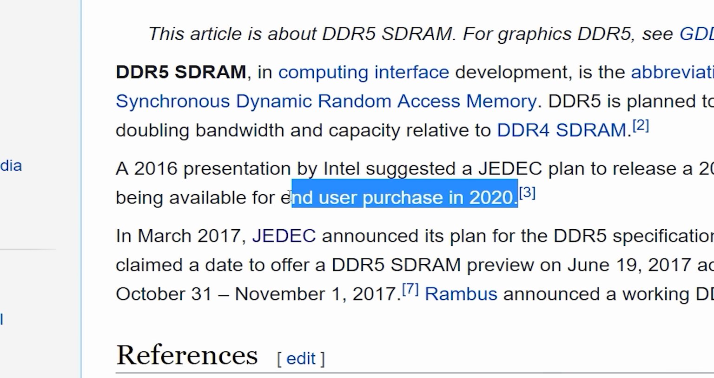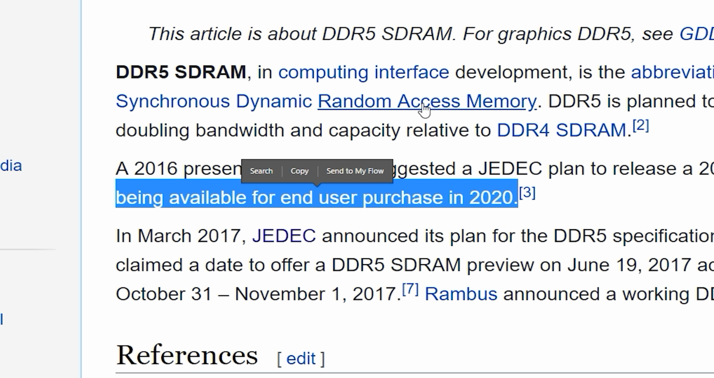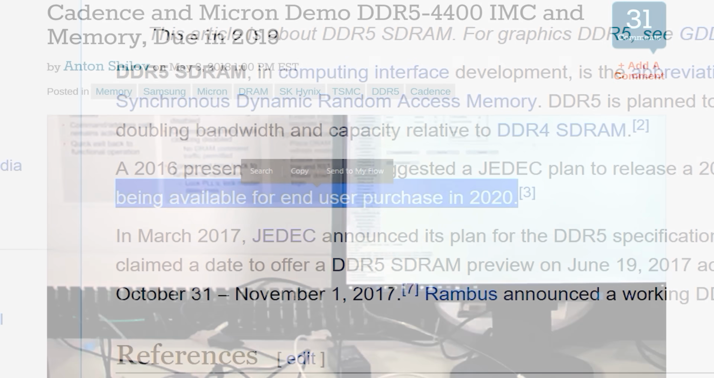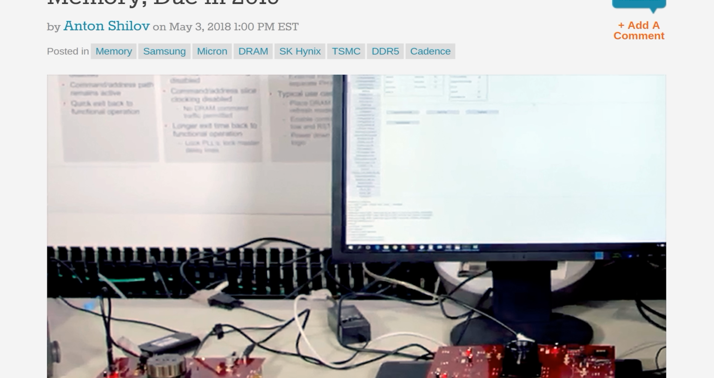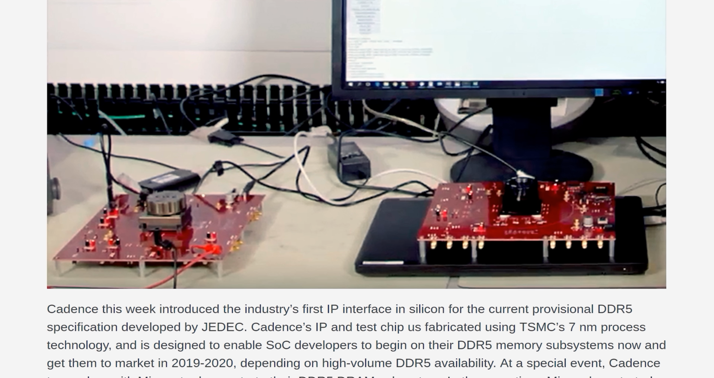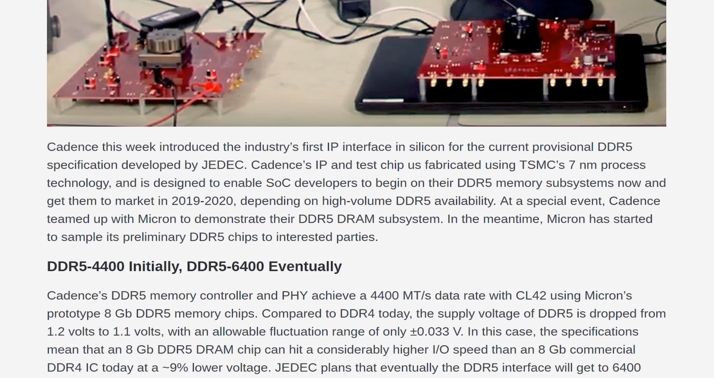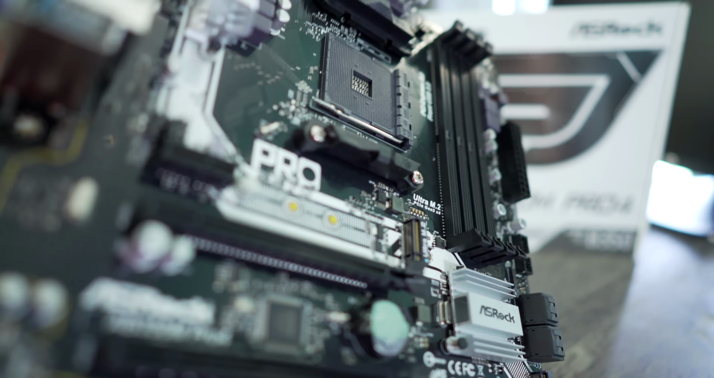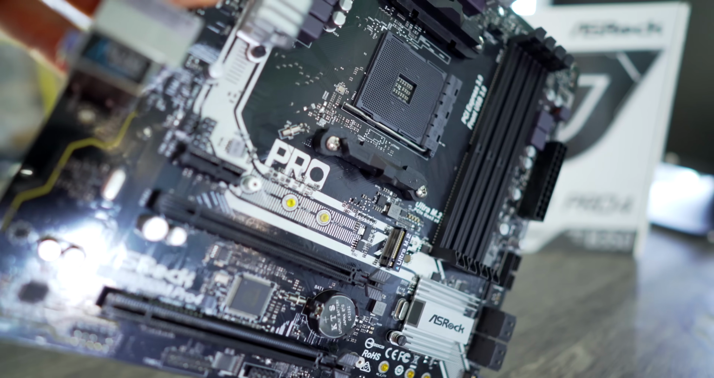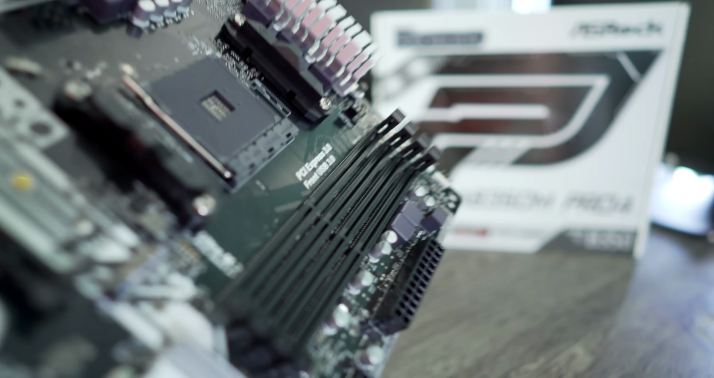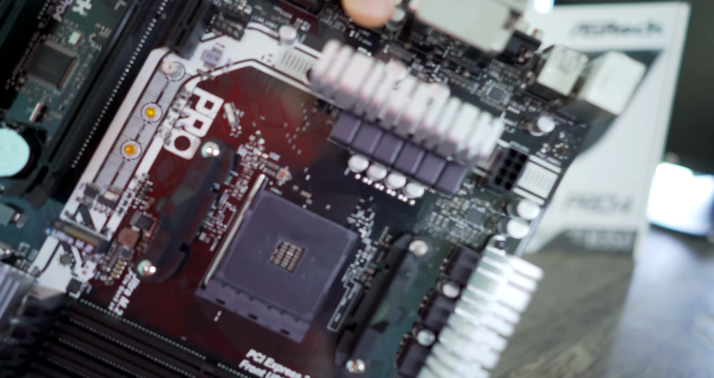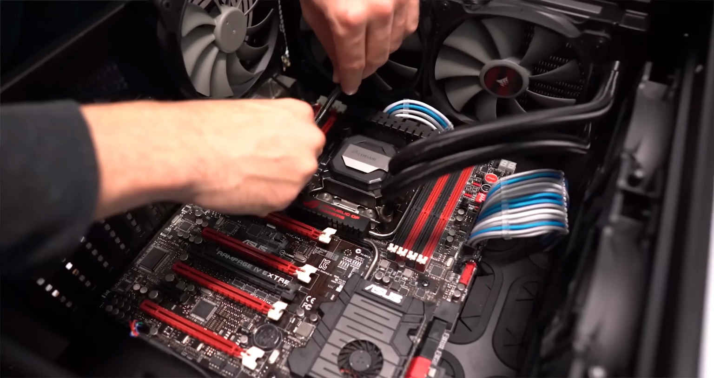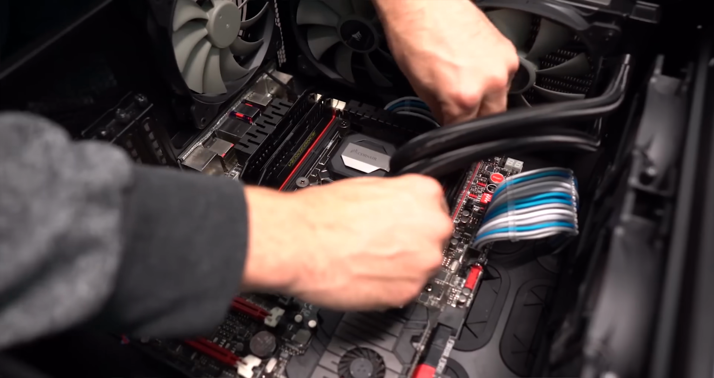DDR5 was initially rumored to be released in 2020, but news of the standard being finalized in 2018 and released in 2019 have come to fruition. Here's some things you can do now to get the most out of your system, however. As long as you have dual channel, and some systems even have quad channel memory, you are using the most bandwidth possible for your CPU. You could also try overclocking your B clock instead of your CPU ratio. But with DDR5, hopefully we'll be able to sync up those clocks once again.